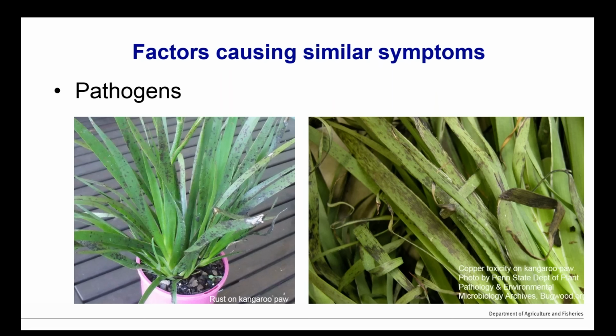In this case, on the right-hand side, you have a copper toxicity. Now, ironically, the rust that can occur on kangaroo paw is managed by copper, or one of the ways of managing it is copper. And if you don't look carefully enough and you just see black spots and think, oh, there's rust there, I better put on some more copper, then you can have that circular situation in which the copper toxicity can become worse and worse, and you can become your own worst enemy, so to speak.